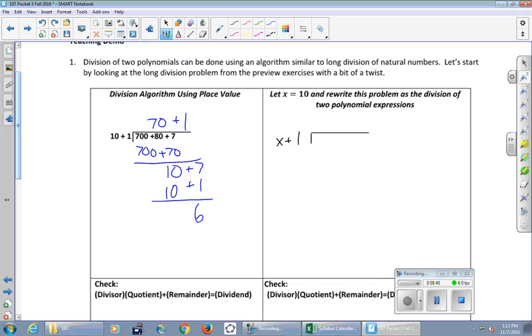All right, let's work from the right side. I see a plus 7. I'm just going to put the plus 7 there. Next thing I see is an 80. That's really what in terms of x? That's 8x, right? 8 tens. So 8x can go right there. 700, how am I going to build that from x? You could do 70x. We're not going to do that. Any other thoughts?